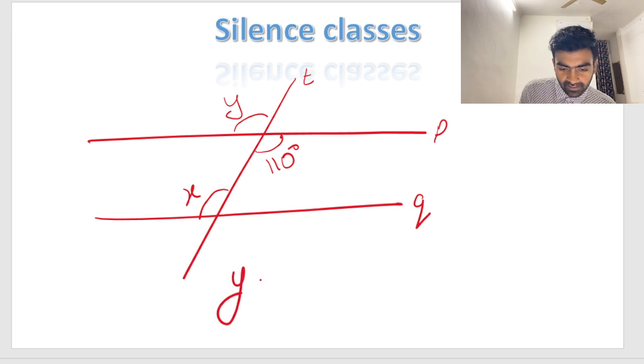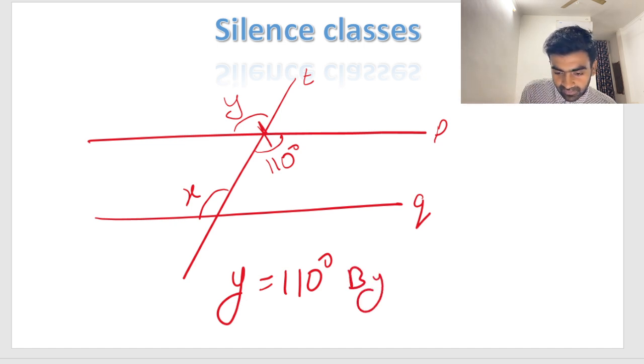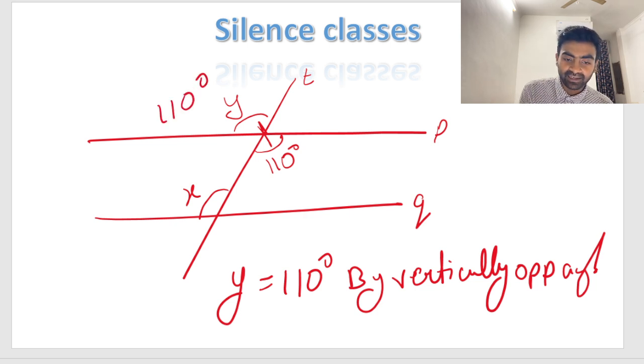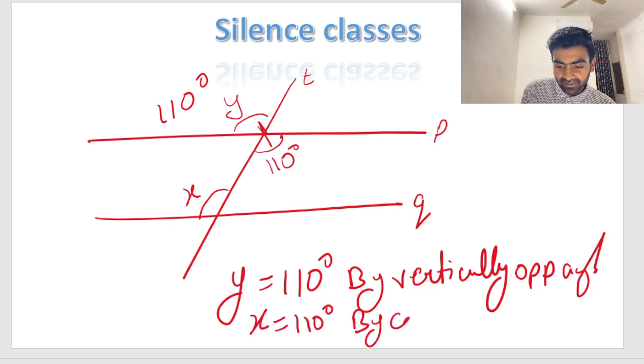Y is equal to 110 degree by vertically opposite angles. Once we got the y, we got the value of x. By corresponding angles, x is equal to 110 degree by corresponding angles.